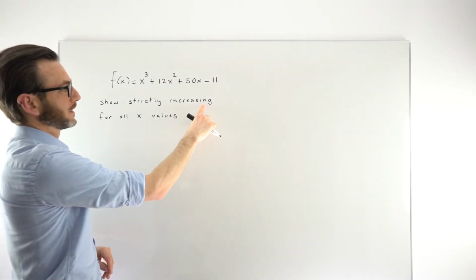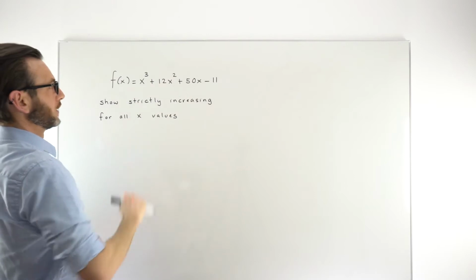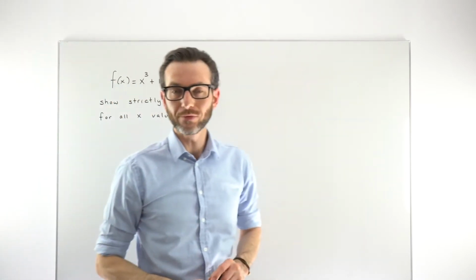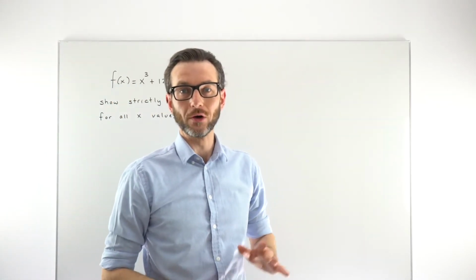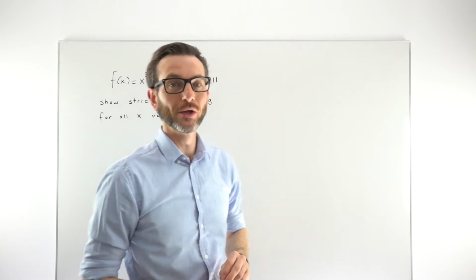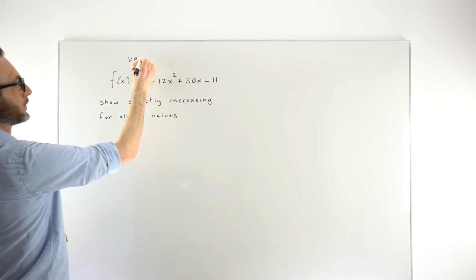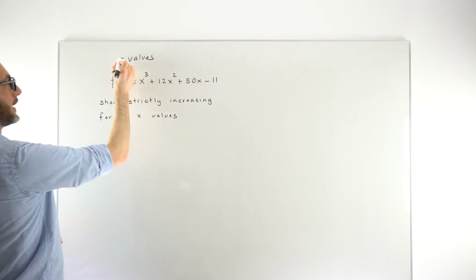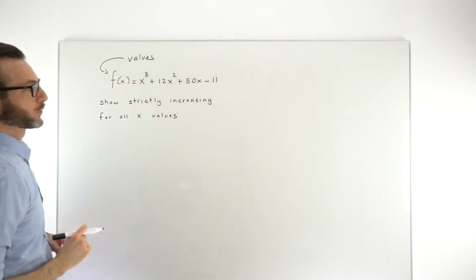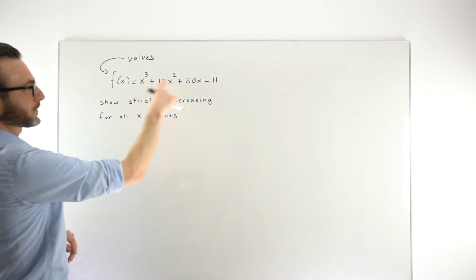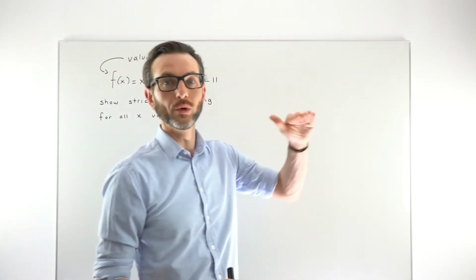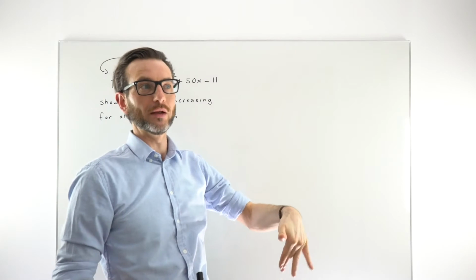Well, increasing values of a function just mean that the f of x values are increasing, they're getting bigger. So the values of a function, when we talk about the values, we mean the f of x values. So what we're trying to prove here is that for this function, the f of x values are always getting bigger. They never dip down, they never get smaller.